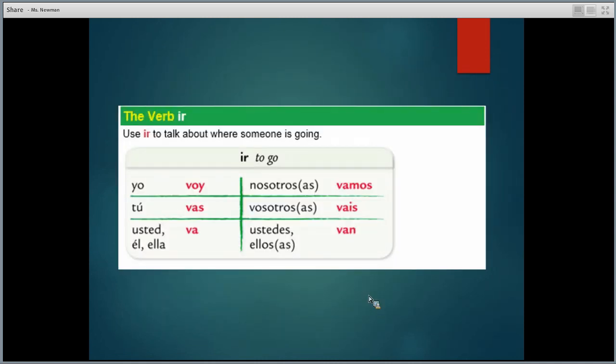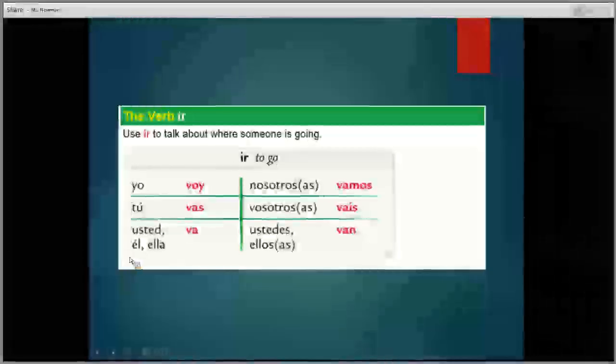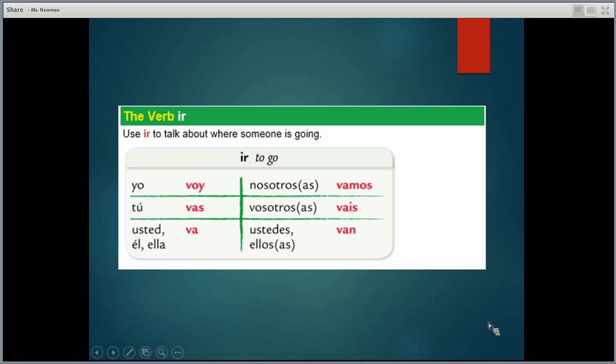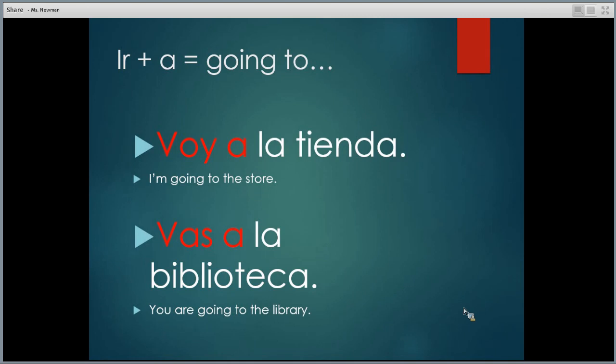Okay, here is another one you'll want to look at. It's the same information, just presented slightly differently, but in the same type of chart. Voy, vas, vamos, vais, van. Okay, very importantly, if you are going to say, I'm going to the store, the library, the school, anywhere you're going to, you use the verb ir, the correct conjugation, then you add the letter a. Okay, ir plus a means going to.